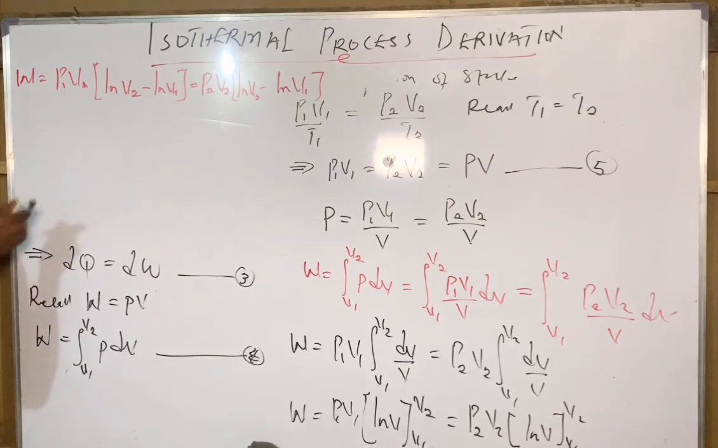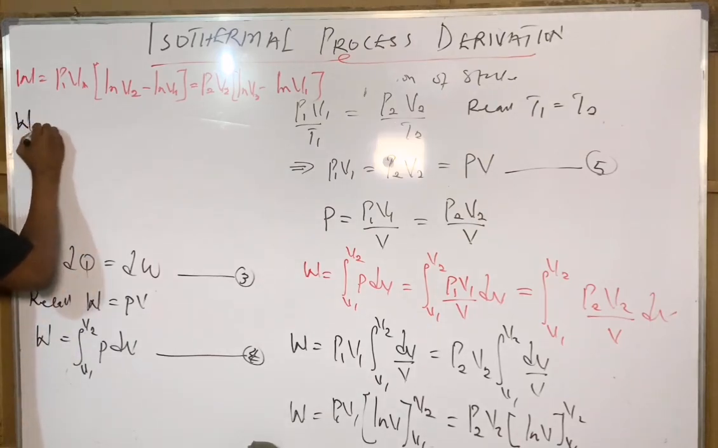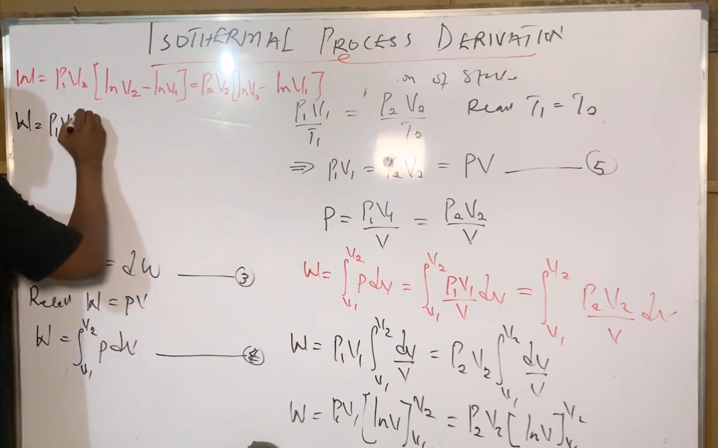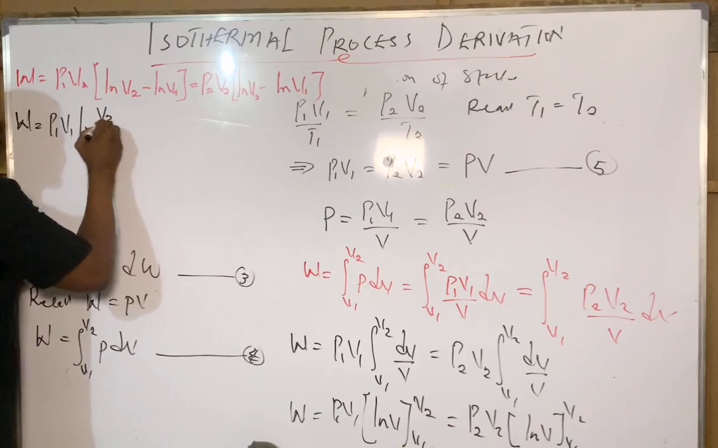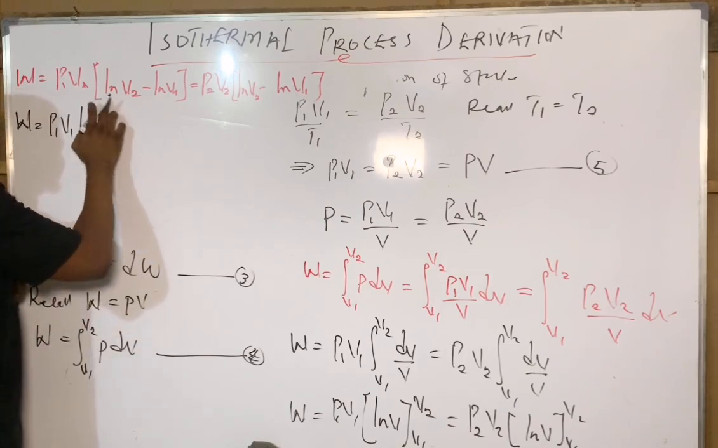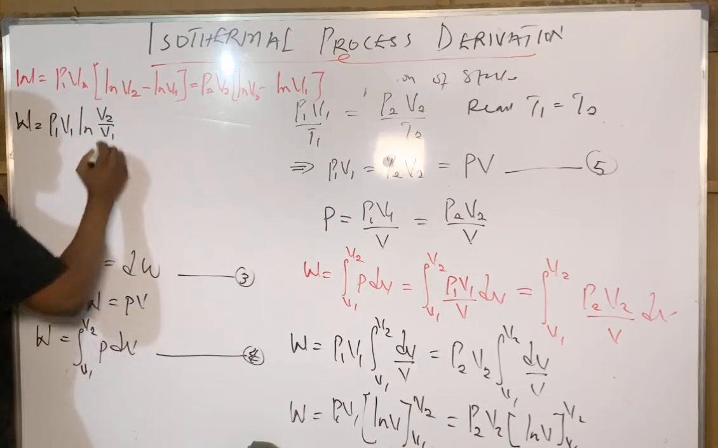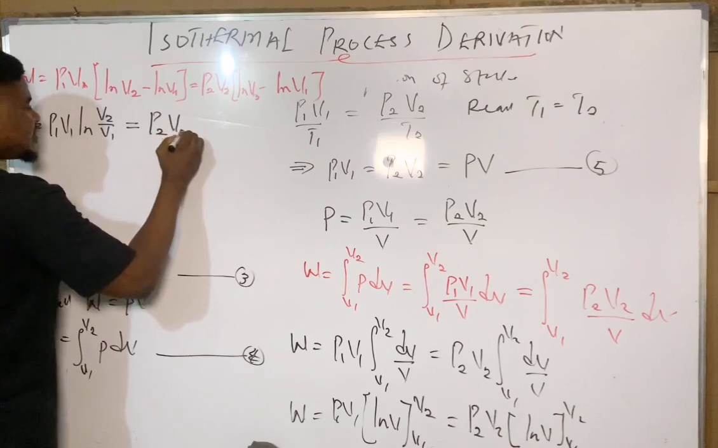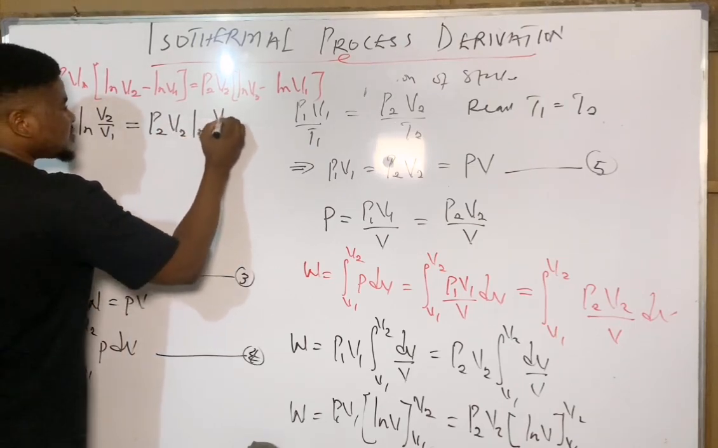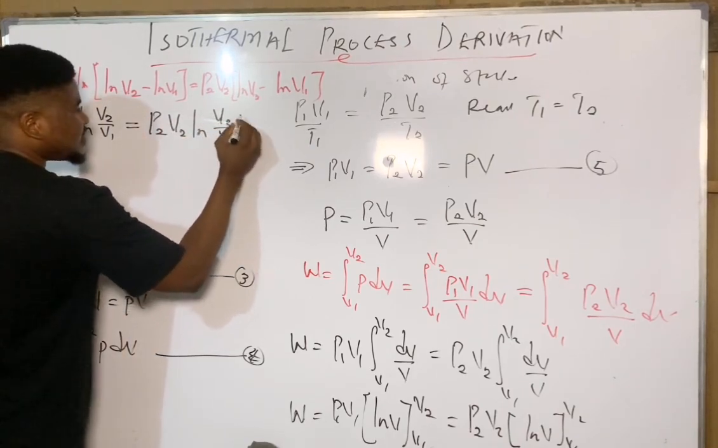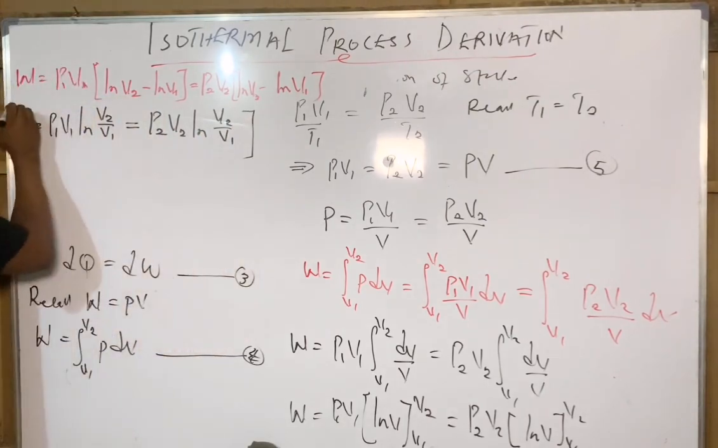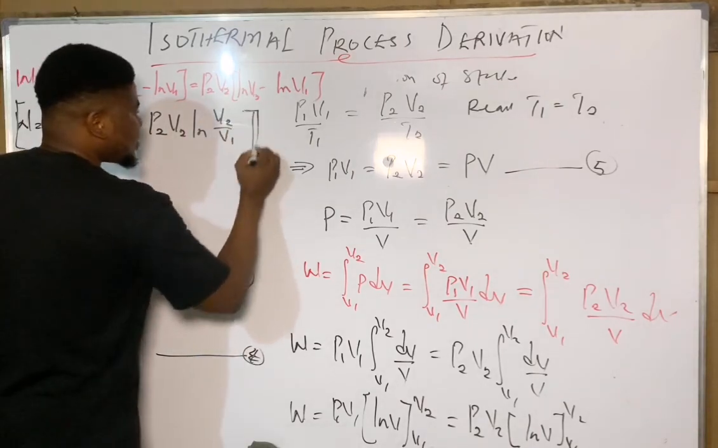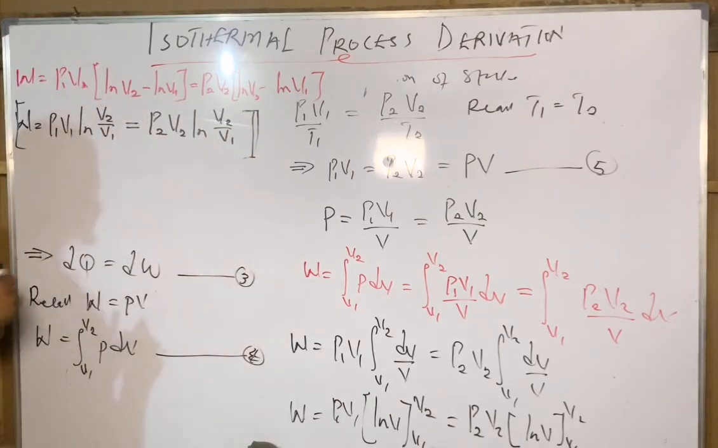So this is now going to be work done equals P1 V1, so we have this now to be ln V2 all over V1. So simply take one log and divide their numbers. And this is going to be equal to P2 V2, same thing, ln V2 all over V1. So this is the first equation for work done under an isothermal process. That's the first equation.